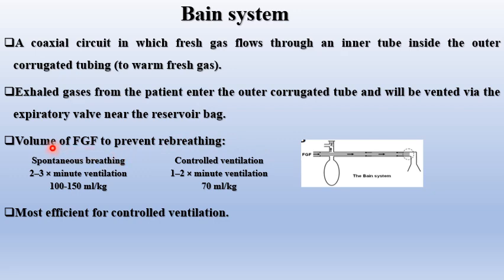We have a recommended volume of fresh gas flow to prevent rebreathing. Remember, with this type of circuit, carbon dioxide elimination will depend on the fresh gas flow. So, during spontaneous breathing, I need 2 to 3 times minute ventilation of the patient, like 100 to 150 ml per kg. But for controlled ventilation, we need from 1 to 2 times minute ventilation, around 70 ml per kg. So it is most efficient for controlled ventilation, but not recommended for spontaneous breathing.